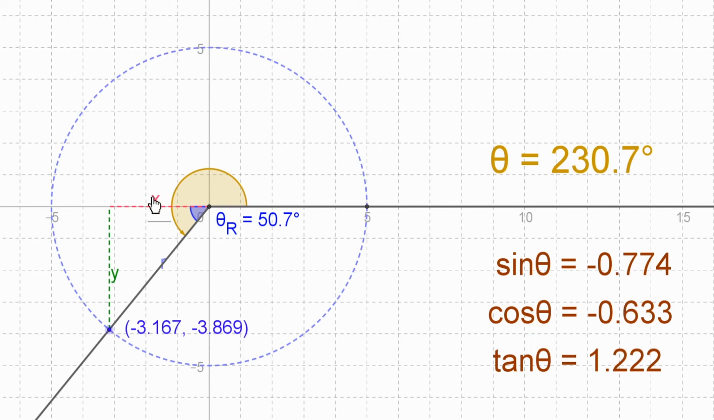Tangent is positive because we have the y coordinate divided by the x coordinate. Both of those are negative here, but when you divide them, that gives you a positive number. So tangent's positive in quadrant 3. The other two are negative because they only involve one of these and the radius. Sine is y over r, negative divided by positive, and cosine's x over r, negative divided by positive. So both of those two are negative there.